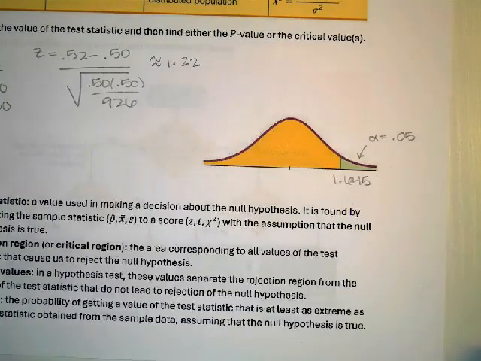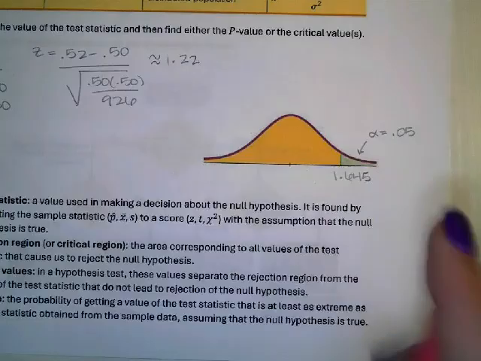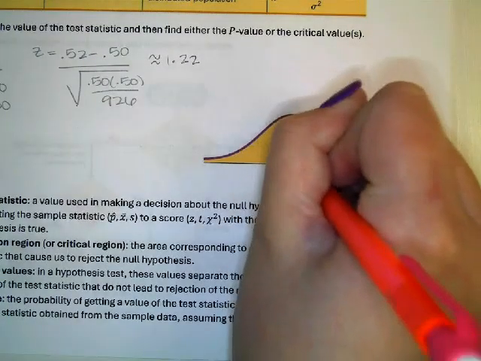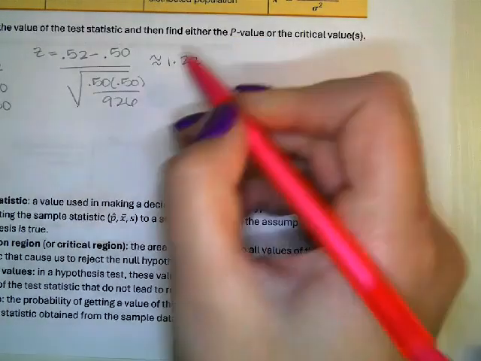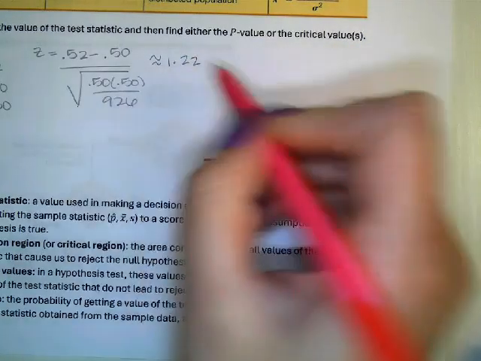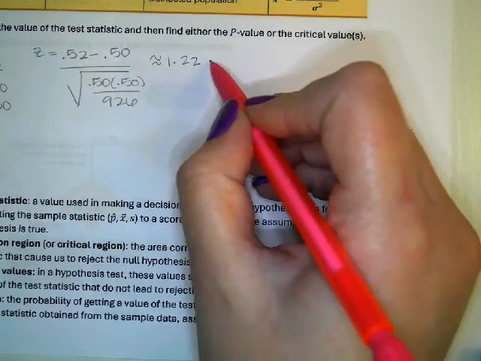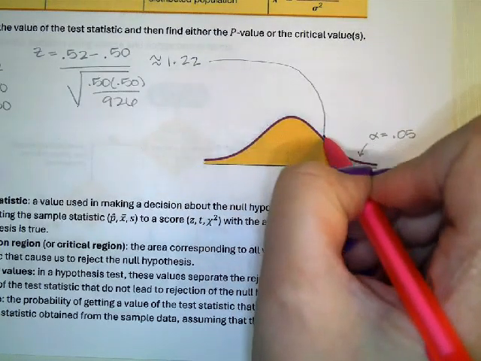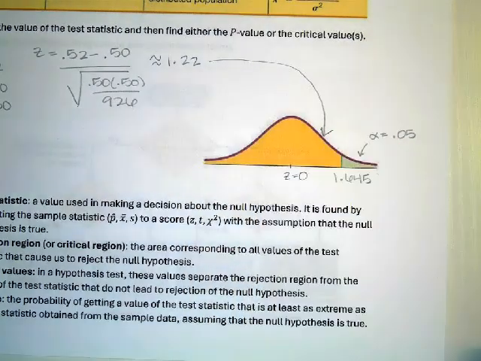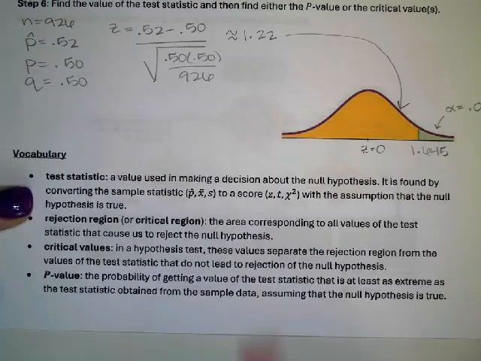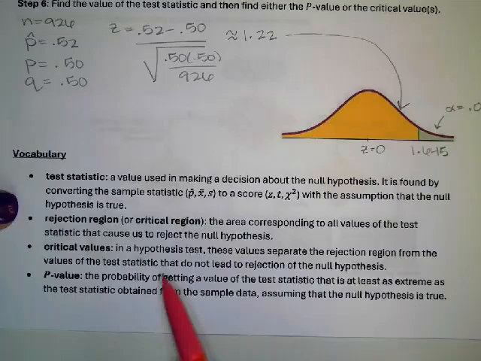I know that the middle in a standard distribution is a z-score of 0. And for my test statistic, I just got a z-score of 1.22, so my z-score is somewhere in here. Okay, so before I go much further, I'm going to look at some of these definitions down here because I think they're going to be helpful as we interpret what this means.